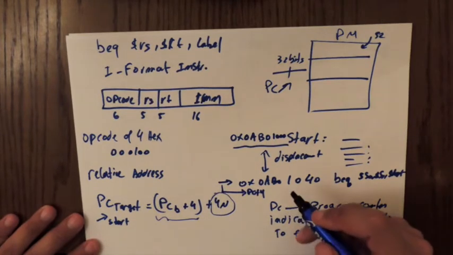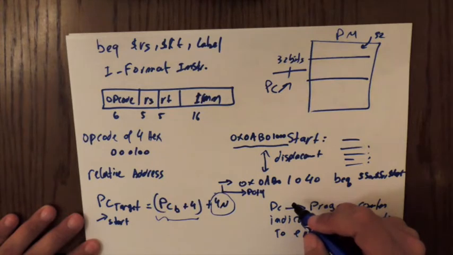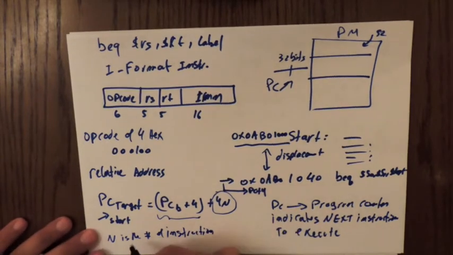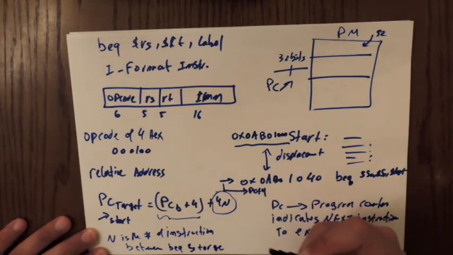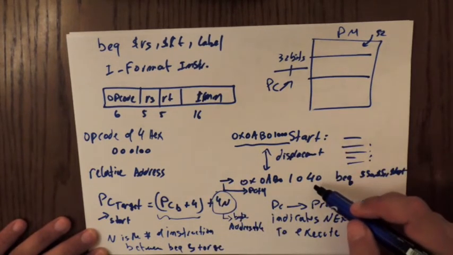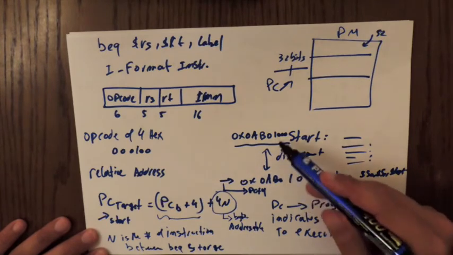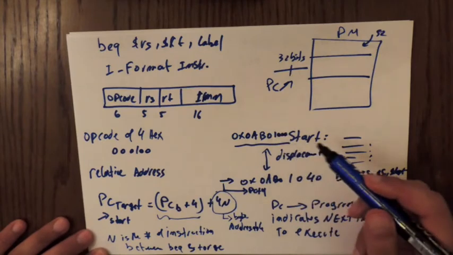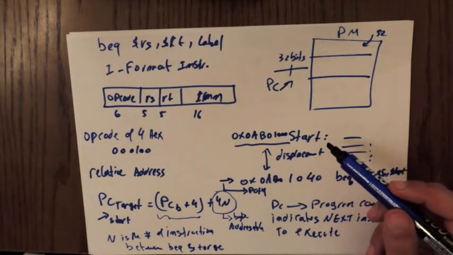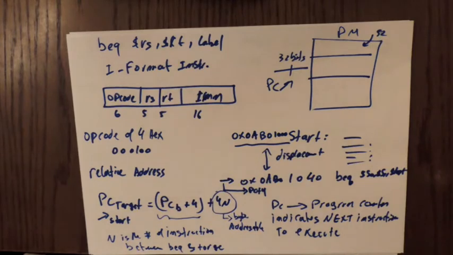So this 4n is actually the number of instructions between these two. So n is the number of instructions between branch on equal and target. Why is it multiplied by 4n? It's multiplied by 4n because it is byte addressable. So whenever I want to find the displacement between those two, actually this address is the byte address of start. So this is byte number 0x0AB01000.